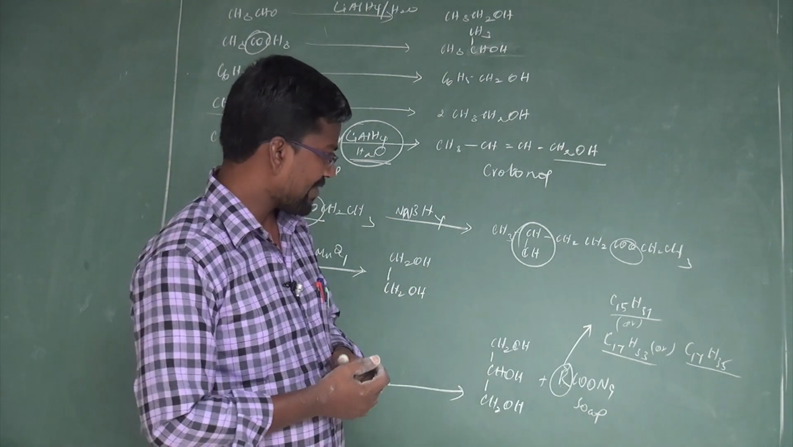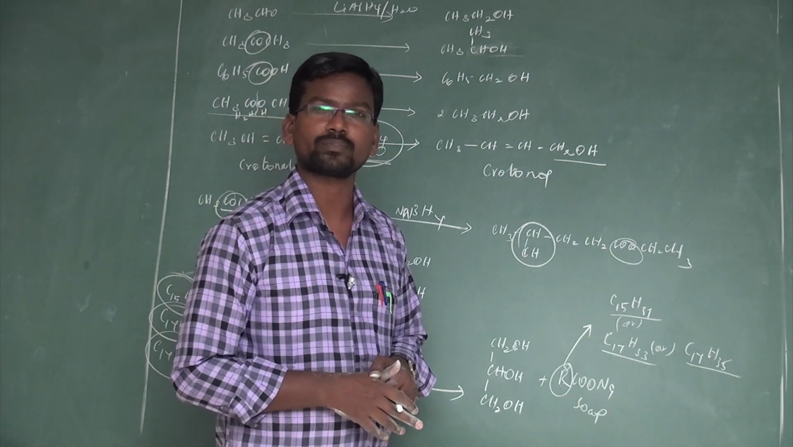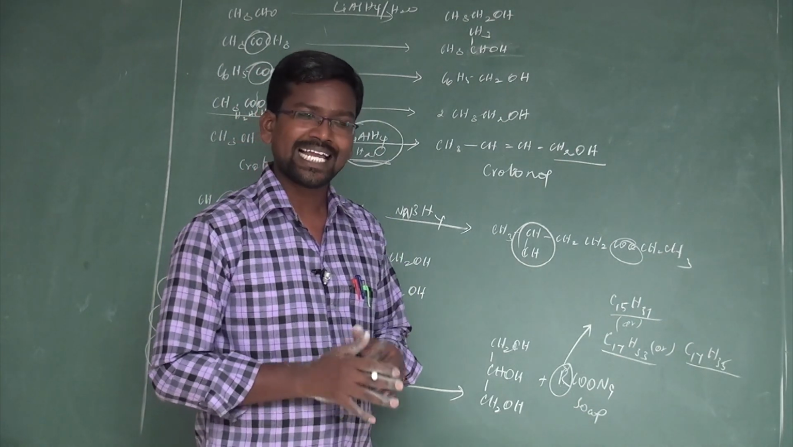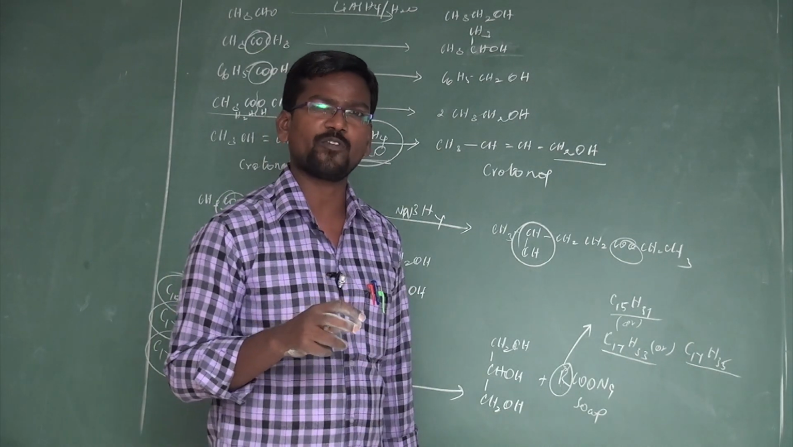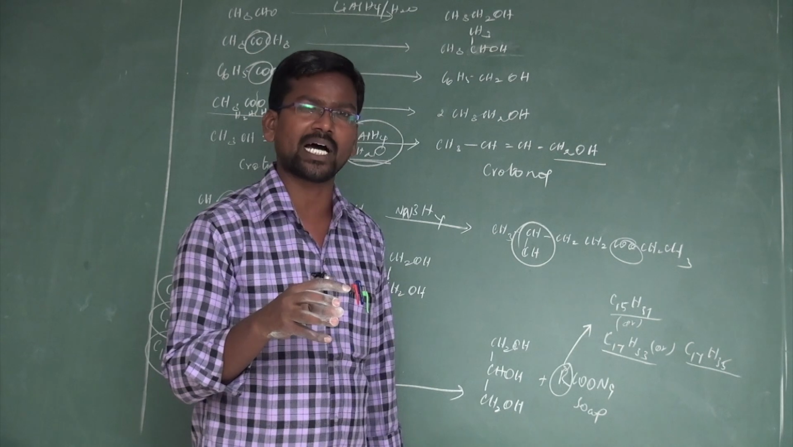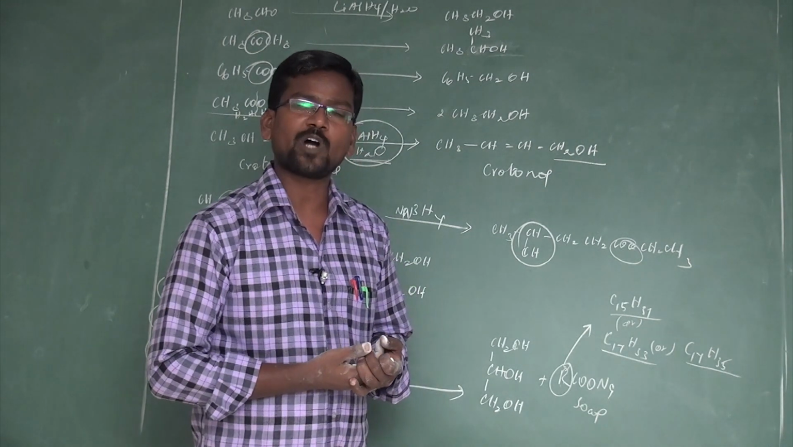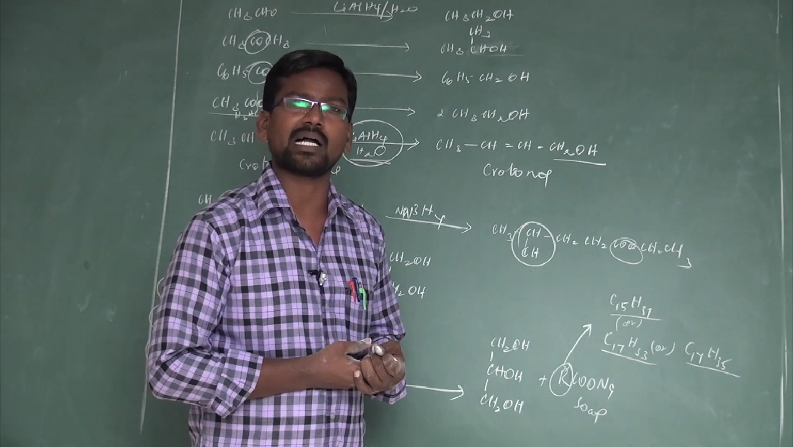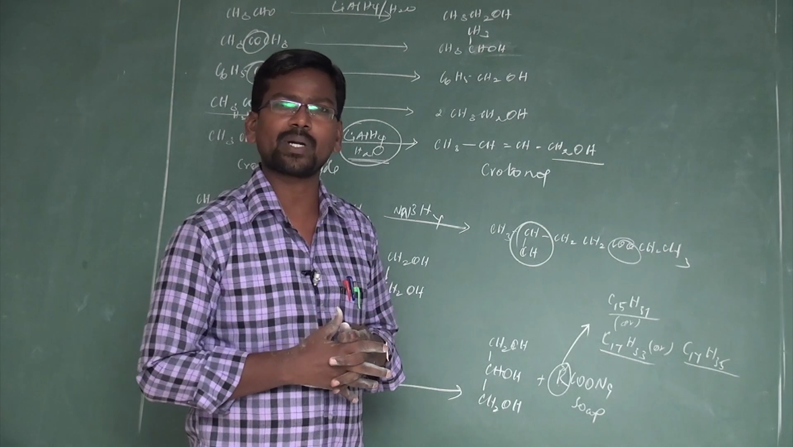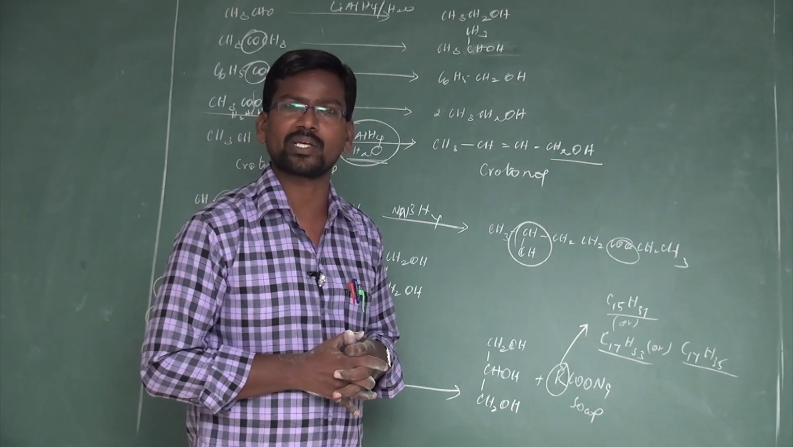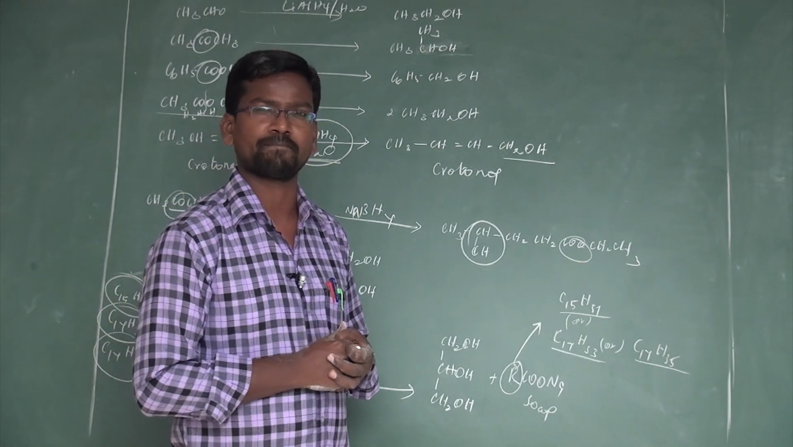Next one, physical properties. What are the physical properties of alcohol compounds? Alcohols with a small number of carbon atoms in the alkyl group are colorless liquids. Alcohols with a higher number of carbon atoms are waxy solids. So alcohols containing up to 9 carbons are colorless liquids, and those with more than 9 carbons are waxy solids.